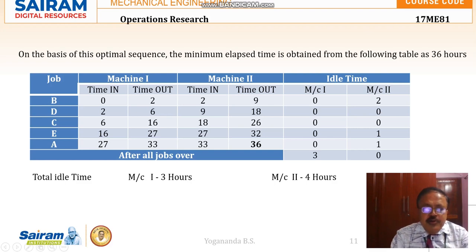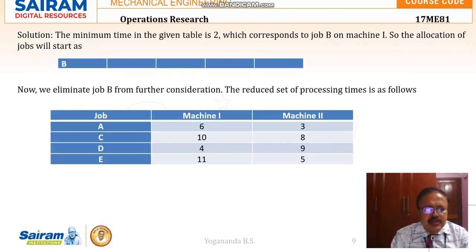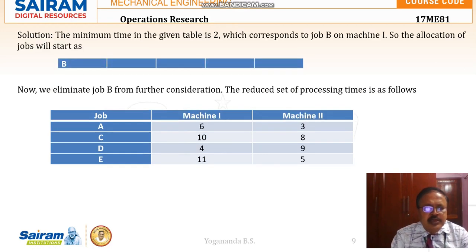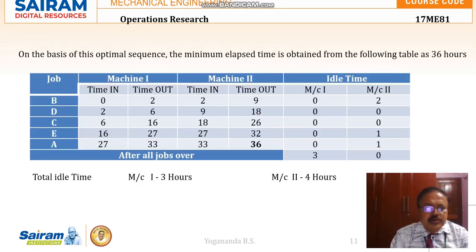So the first job in the sequence is B, and its minimum processing time required is 2 units. Maybe it is in minutes or hours, whatever it is. It enters machine 1 on the 0th hour. If the time given is in hours, it will be taken as hours. So it gets completed by 2 hours on machine 1. So I write 2 in time out.